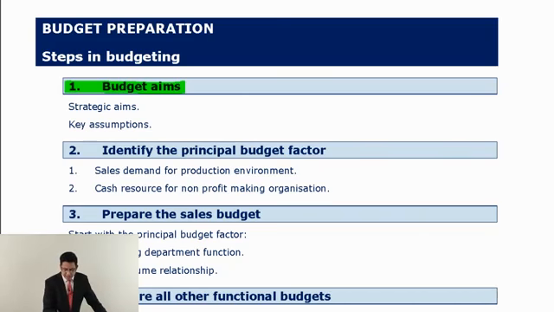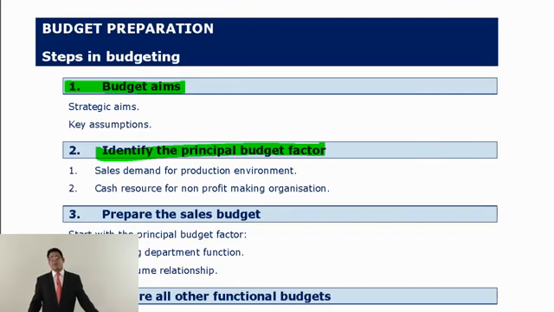Secondly, identify the principal budget factor. There is one of two principal budget factors depending upon the nature of the organization. For a profit-making organization, sales or revenue becomes the principal budget factor, simply because sales drive everything else.